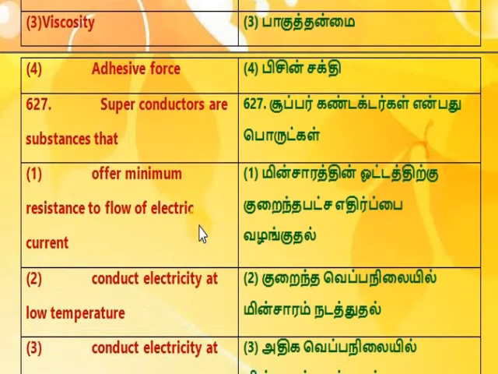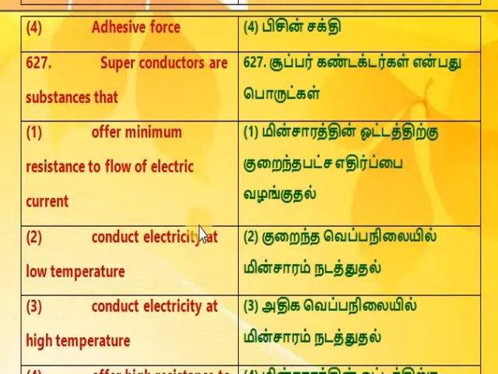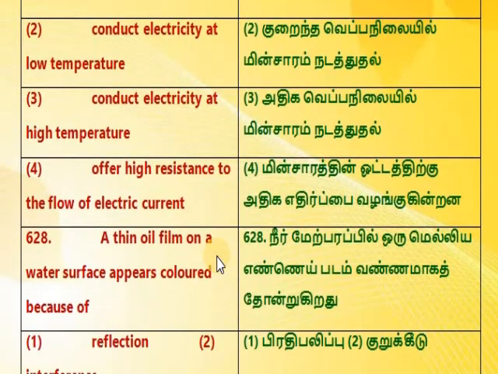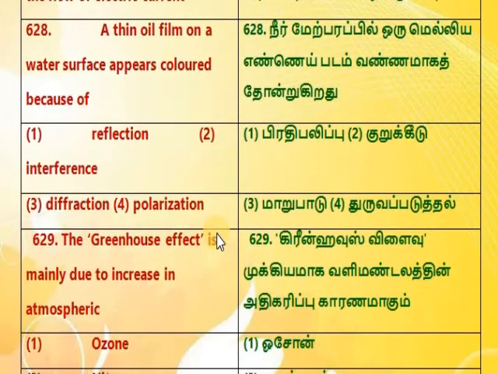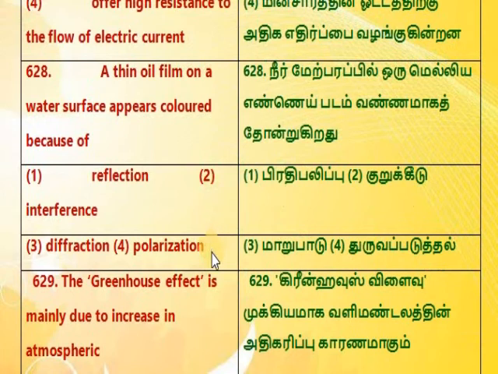627. Superconductors are substances that: 1. Offer minimum resistance to flow of electric current, 2. Conduct electricity at low temperature, 3. Conduct electricity at high temperature, 4. Offer high resistance to the flow of electric current. 628. A thin oil film on a water surface appears colored because of: 1.